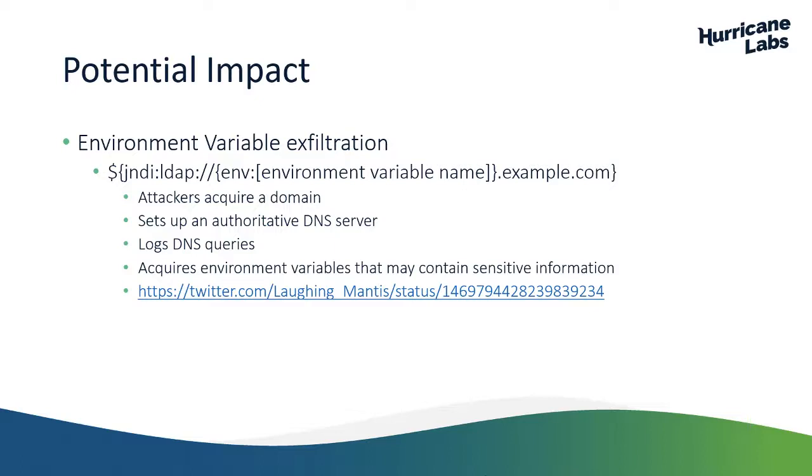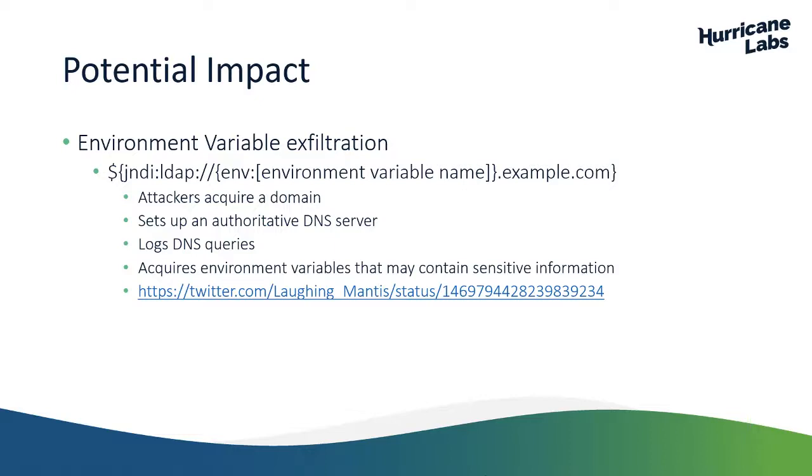Now, in order to exploit the vulnerability in this way, there is a little bit of setup involved. The attacker would need to acquire a domain, then set up a DNS server as the authoritative DNS server for that domain, then configure DNS logging for their DNS server to log the DNS queries. Once all that's set up, the attacker would trigger a JNDI lookup against a vulnerable Java application, and within that JNDI lookup, either for LDAP or DNS, they would do a nested lookup for environment variables on the targeted system.